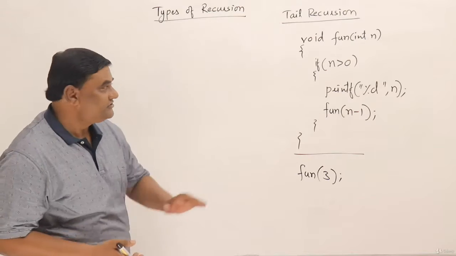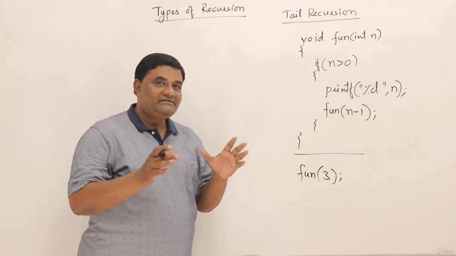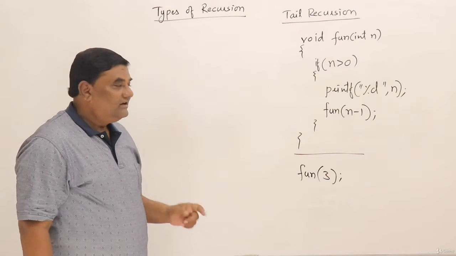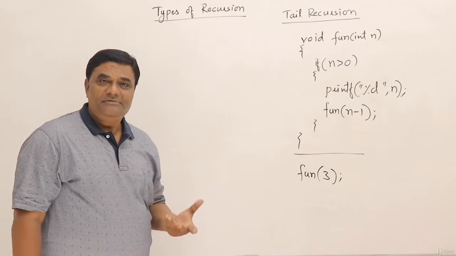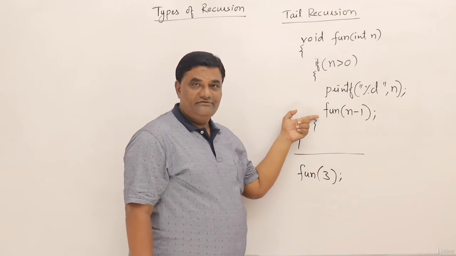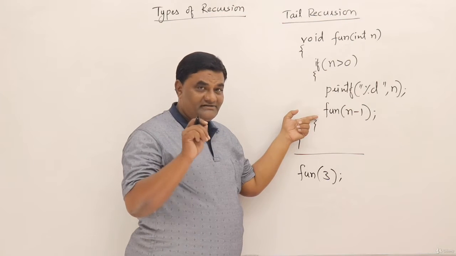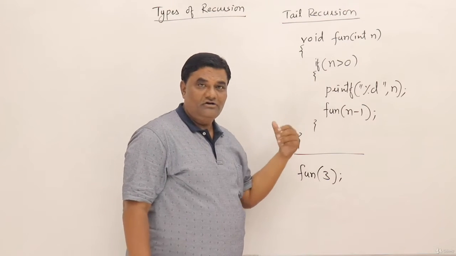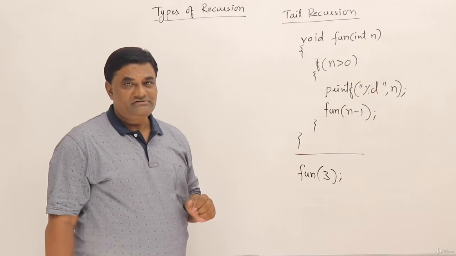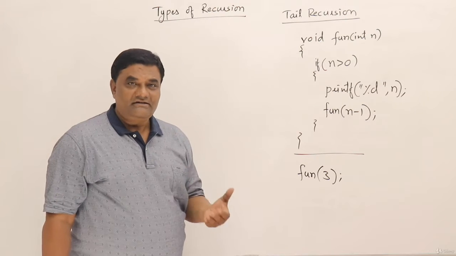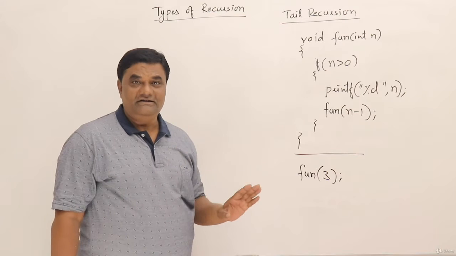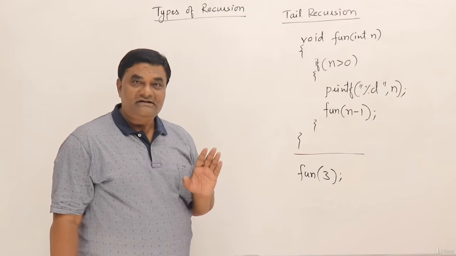Here is the first recursion, that is tail recursion. We have already seen this type of recursion. This function I already explained in the previous video. Now it is a tail recursion. So what does it mean by tail recursion? If a recursive function is calling itself, and that call, this is called a recursive call, is the last statement in the function, then it is called tail recursion. After that call, there is nothing. It is not performing anything. So it is called tail recursion.